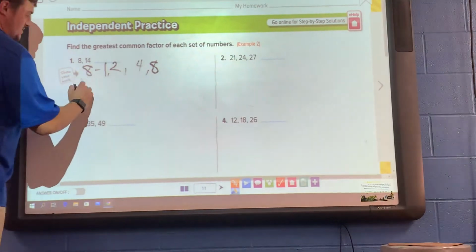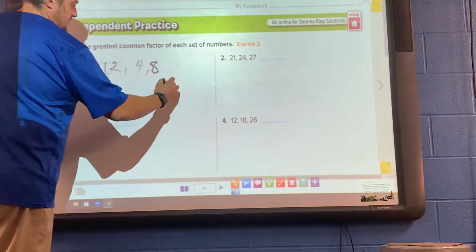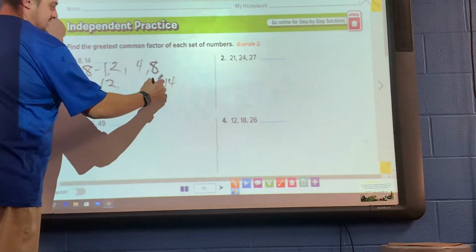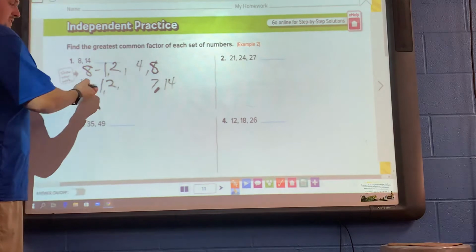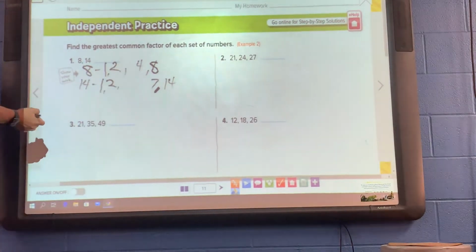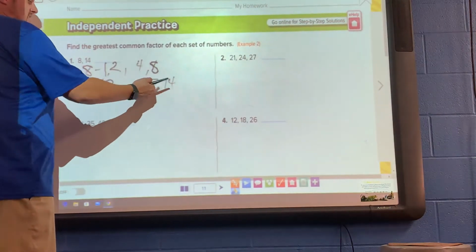Now, we're going to do 14. We'll do the same method. So we have 1 and 14. We have 2 and 7. Does 3 go in 14? Nope. 4? Nope. 5? Nope. 6? Nope. 7. Okay, we're back at 7, so we're done.